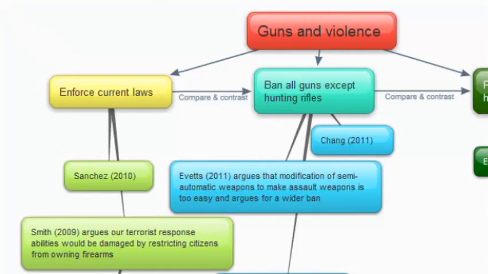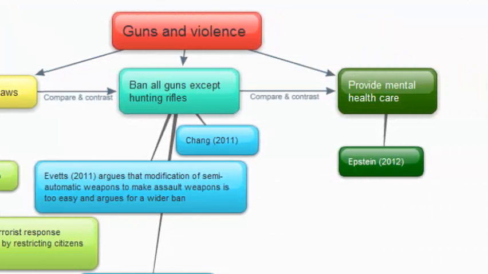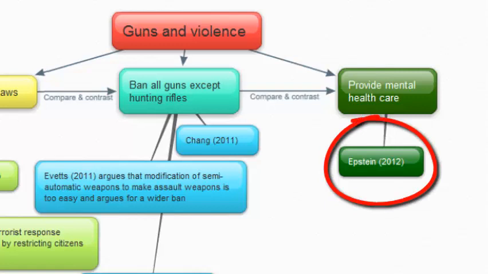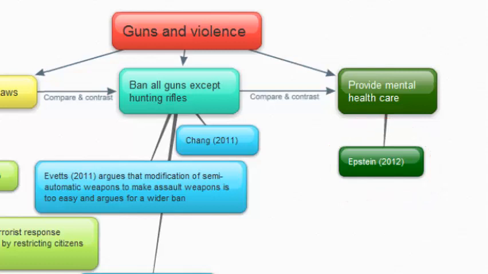Second, we have an article by Epstein, 2012, that argues that we should be treating the root of mass killings, mental illness, not the symptoms, meaning the particular weapons used. Okay, let's attach her to bubble number 3.